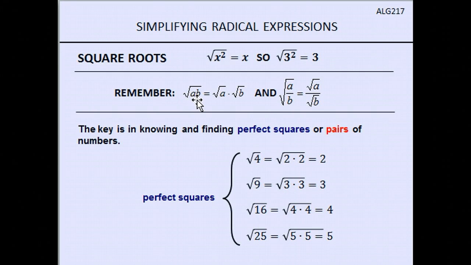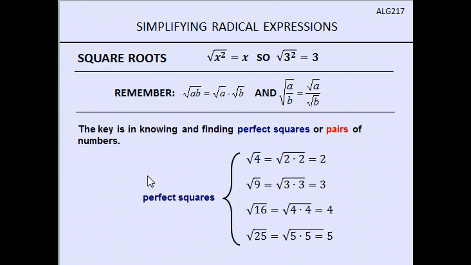Also, if you have many numbers under a radical, you can separate them, or if you have separated numbers under a radical, you can multiply them and put them under one radical. Also, if you have a big fraction, you can separate those too and do the numerator and the denominator separately.